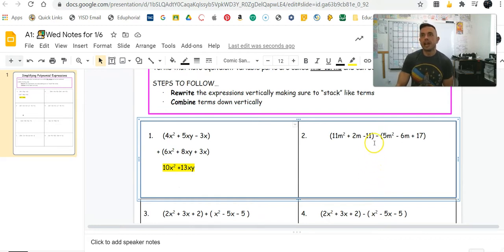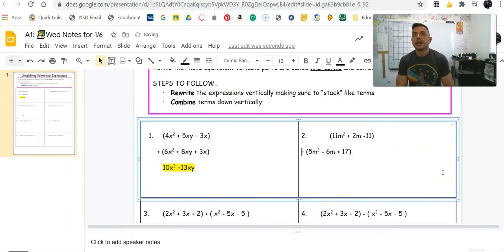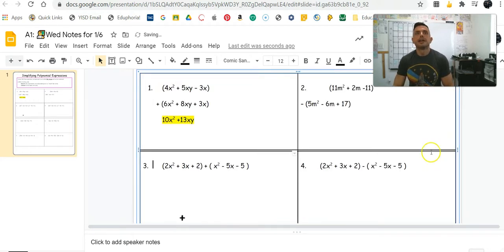Now we're going to deal with subtraction. So I need to make sure that I'm going to stack them first. And then, whoops, I did not mean to do that. Actually, I kind of did. I don't know why it gave me attitude. Hold on. There we go.